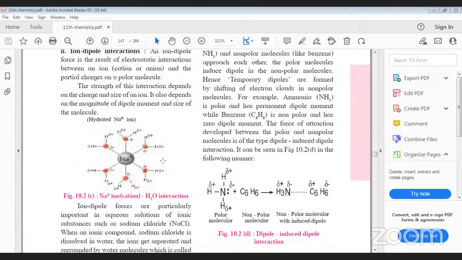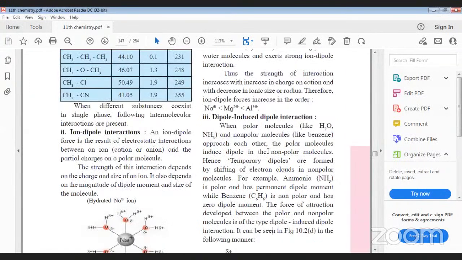Hydrogen. Yes, I am asking in 3 or 4 different ways. Yes, Cl minus ion, correct. Cl minus ions will come in interaction with H plus ions. Why? Because chloride has a negative charge. That's why it will come in contact with hydrogen ions. It won't come in contact with oxygen. Understood? So this is what is ion dipole interaction.